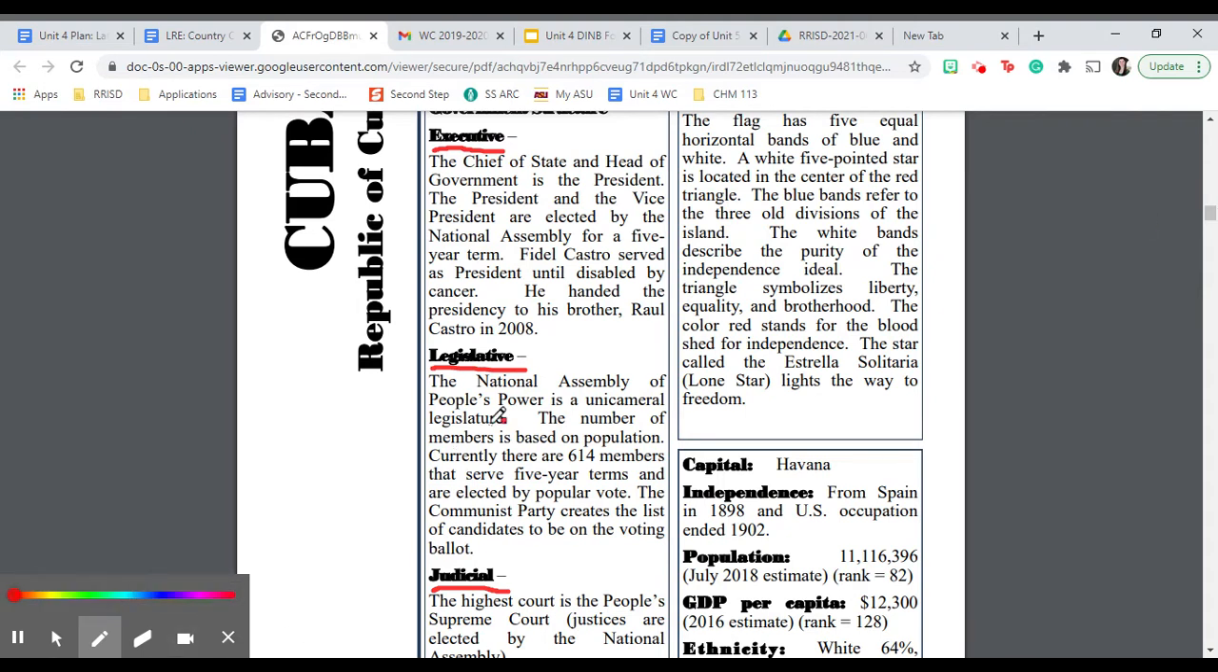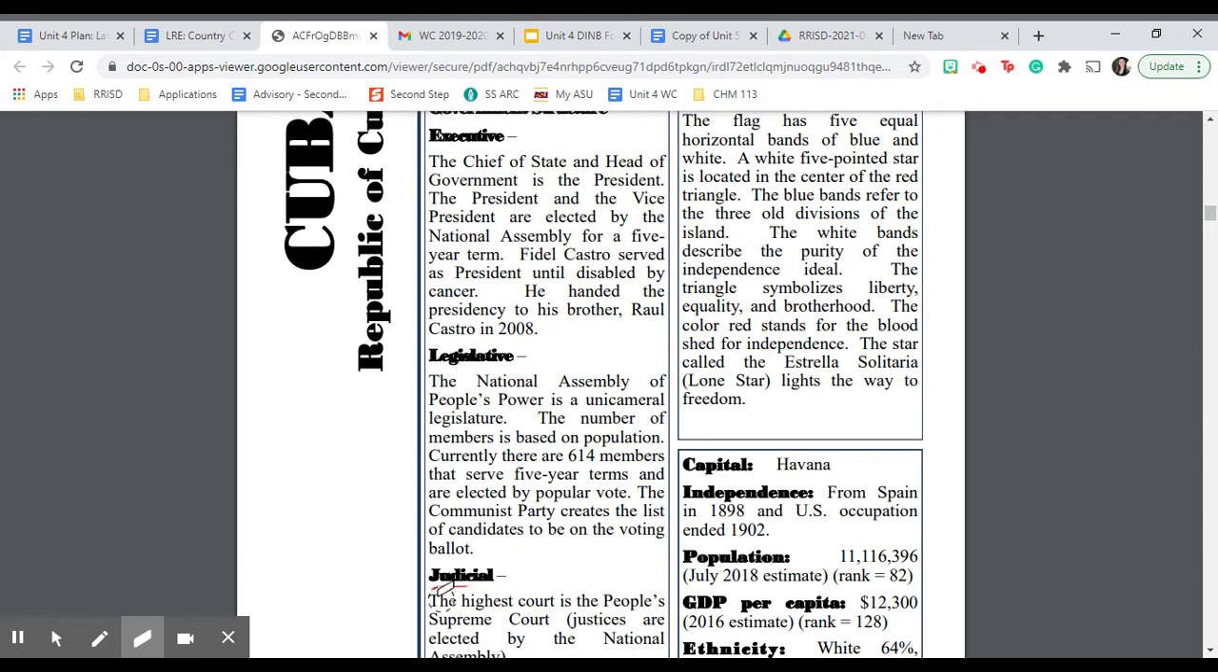The legislative branch in Cuba, the National Assembly of People's Power, is a unicameral legislature. The number of members is based on population. Currently, there are 614 members that serve 5-year terms and are elected by popular vote. The Communist Party creates the list of candidates to be on the voting ballot. So again, while it sounds like people are getting a choice, it sounds like people are getting to vote and decide some things, the Communist Party overall gets to choose who ends up on that list.